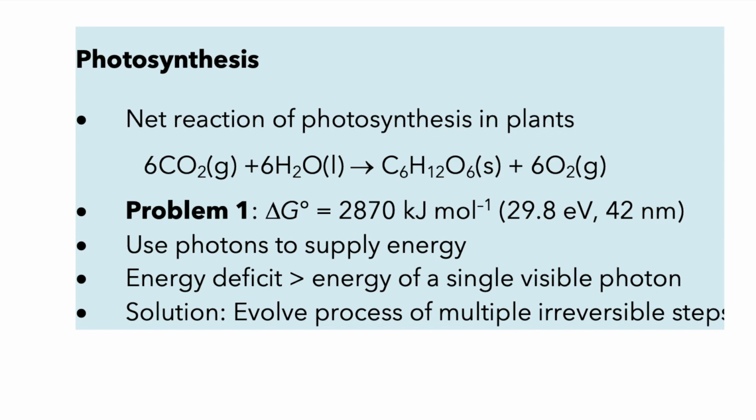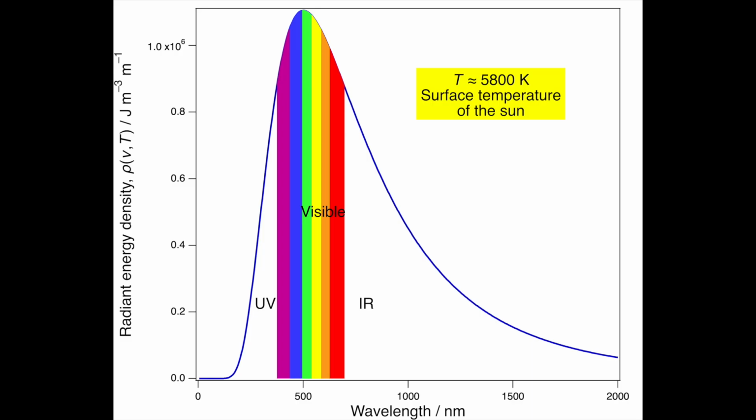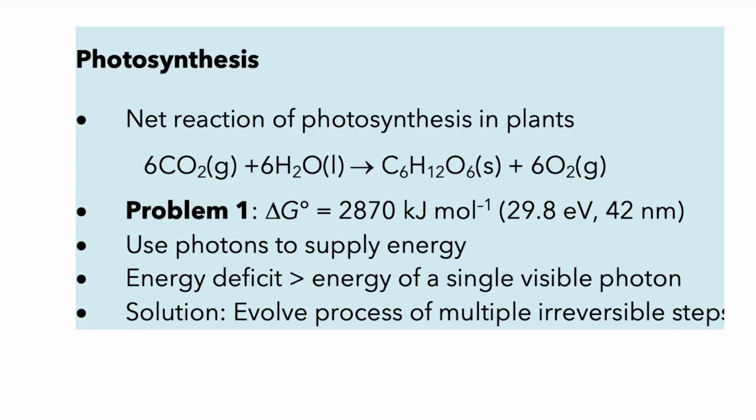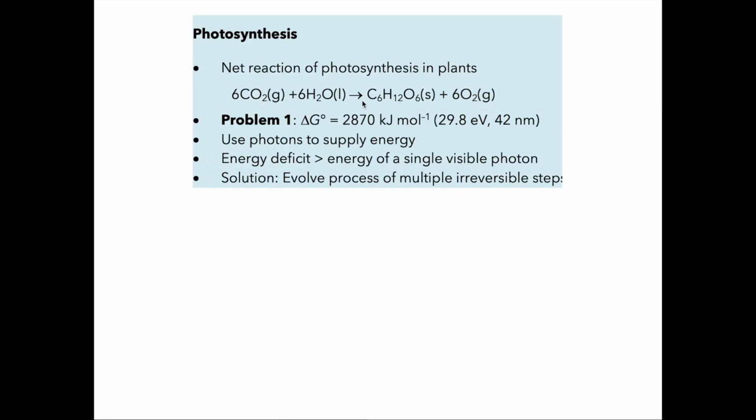And if you were going to try to use photons to supply the energy for this, well, if you wanted to do it in one photon, that would be a very high energy photon. There aren't a lot of those available from the sun. And somehow we need to use more than one photon for this process. So that's what evolution has done. It's evolved a process of multiple irreversible steps to take photons, convert them into reactive electrons, we'll see, and that will facilitate this reaction up here.